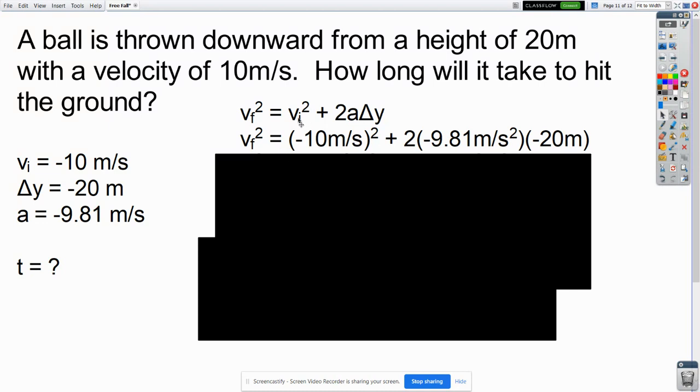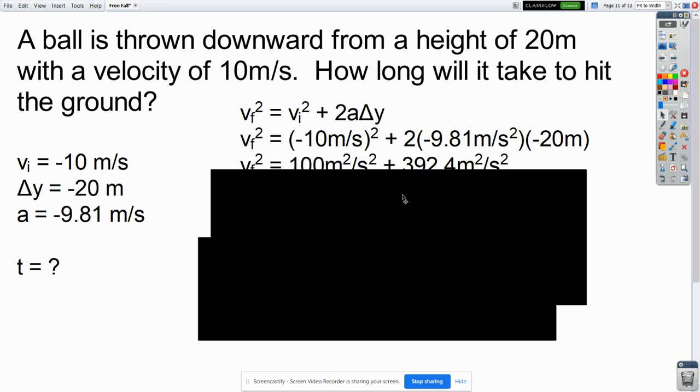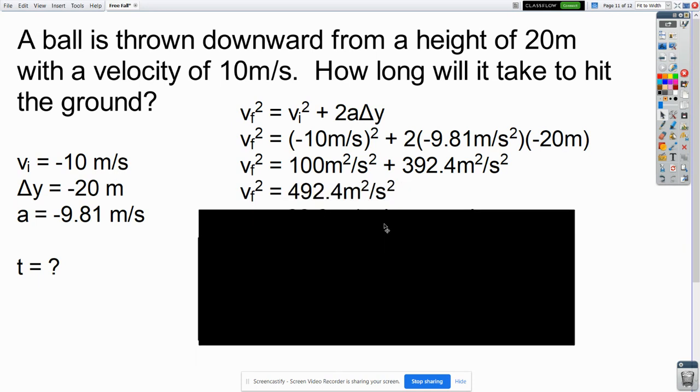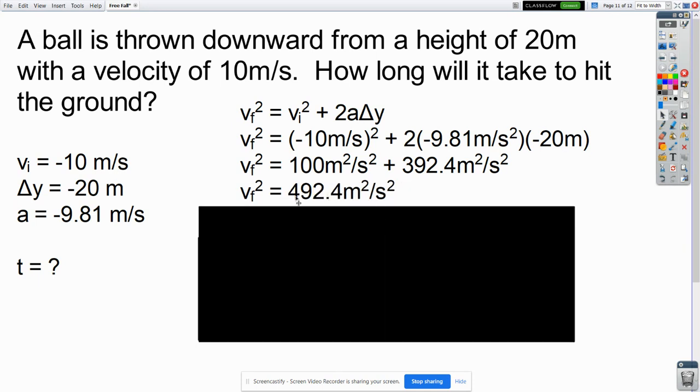Substitute. Vi is negative 10. We'll be squaring that. A is 9.81. Delta y is negative 20. Simplify. Negative 10 squared is 100 meters squared per second squared because the unit also gets squared. 2 times negative 9.81 times negative 20 is positive 392.4. Meters times meters gives us meters squared on top. Second squared is still on the bottom. Add those together. We get positive 492.4.